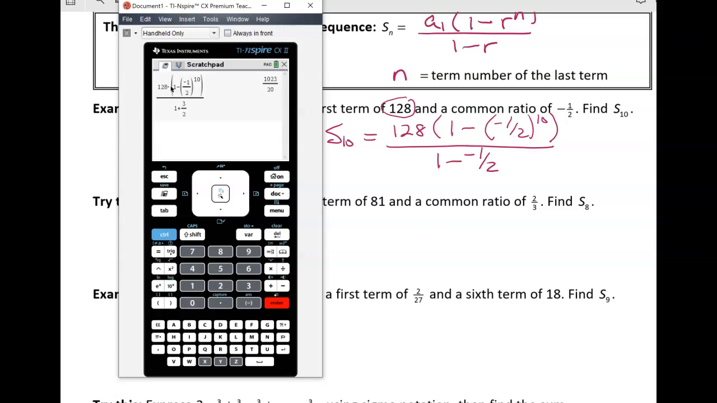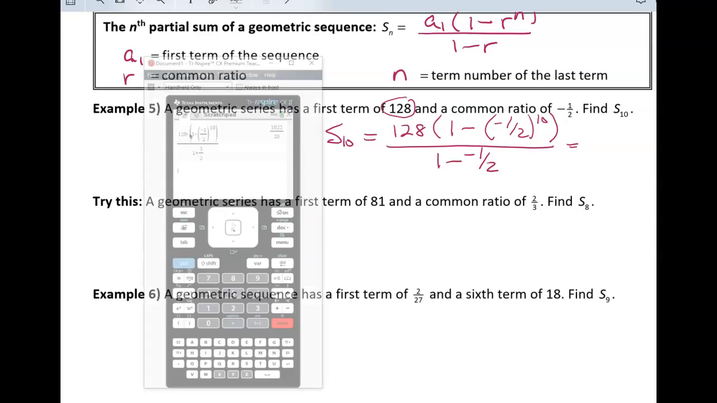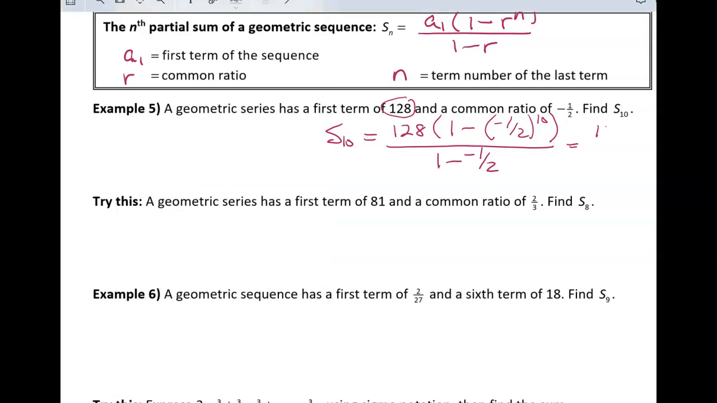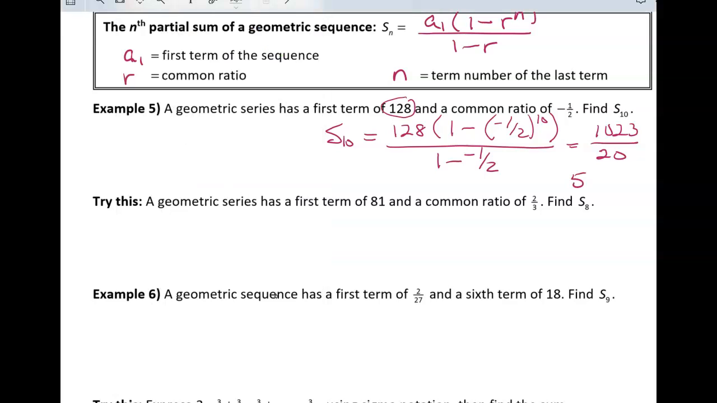And that's going to give us a sum of, looks like, 1023 over 20. And you can also write this in decimal form if you want to. Sometimes it might be easier just to copy down the decimal value. So press Control and Enter, and that'll give you the decimal value, which is 51.15.